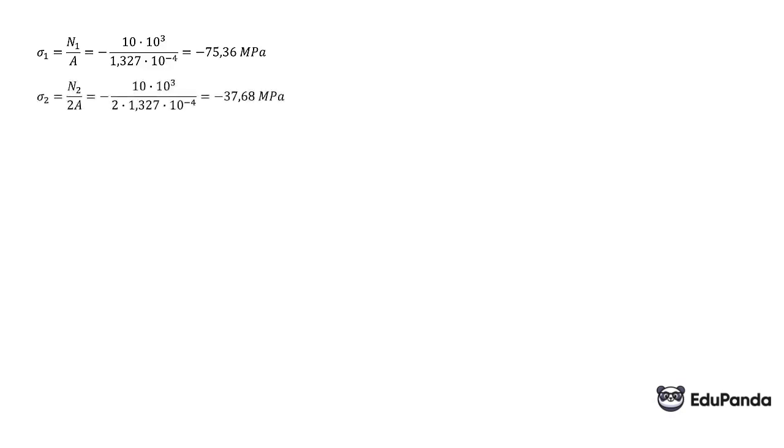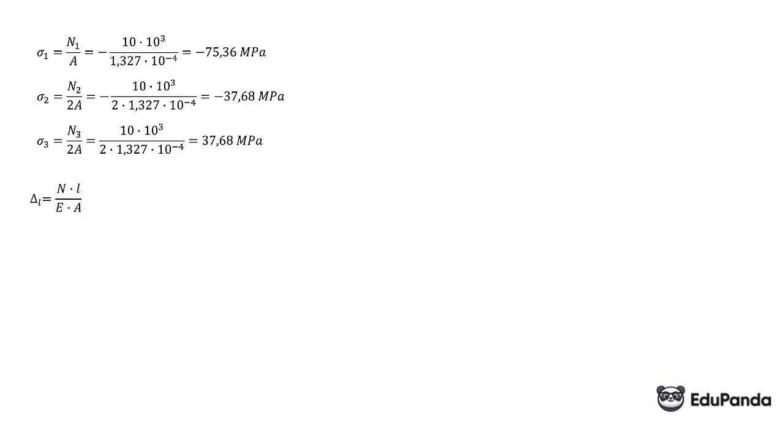The same with the second section. Now the cross-sectional area, which is in the second section, is 2 times A. We have minus 37.68 megapascals. The force in the third section is positive, so the stresses here are also positive. The same as in the second section, just with the opposite sign. Okay, so now we can calculate the elongation.